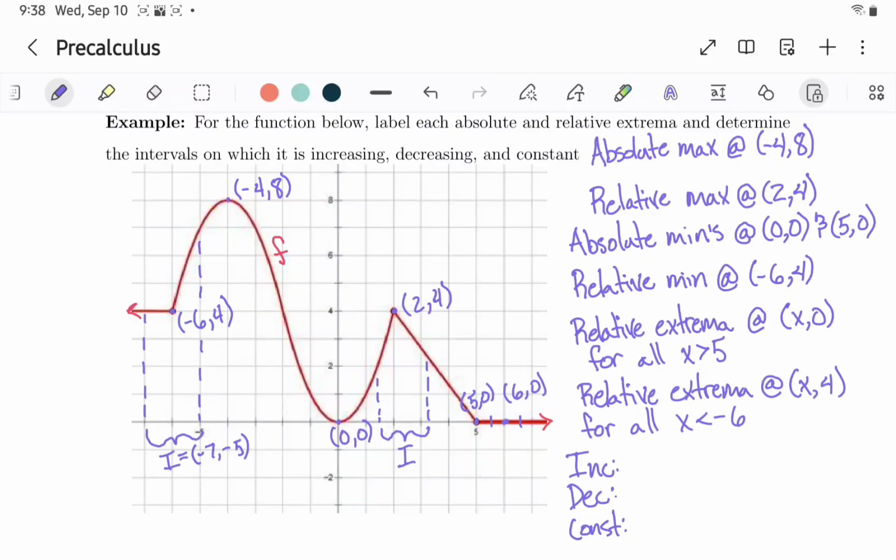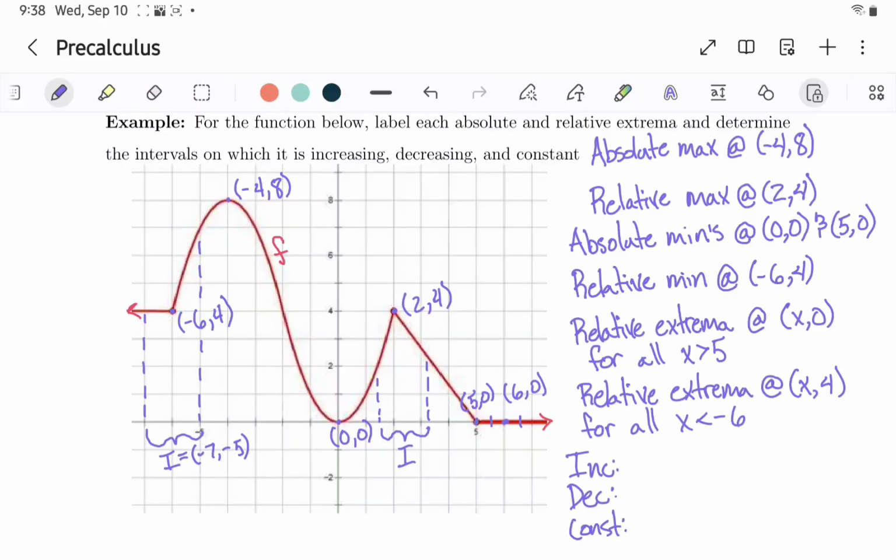Again, when we were talking about the behavior of a graph, we only talked about increasing or decreasing in the definition. So a function is just going to be constant wherever it's not increasing or decreasing. And again, just like with increasing and decreasing, we only talk about a function being constant on open intervals.